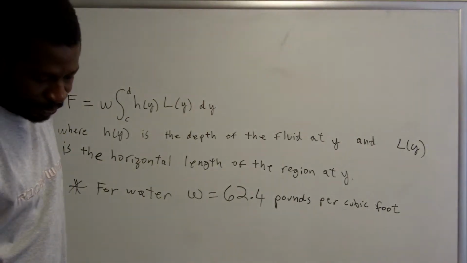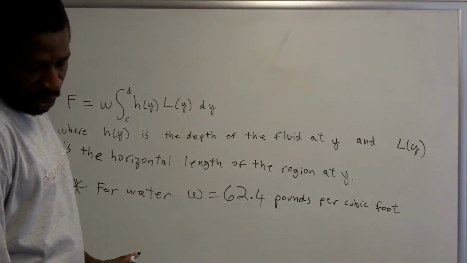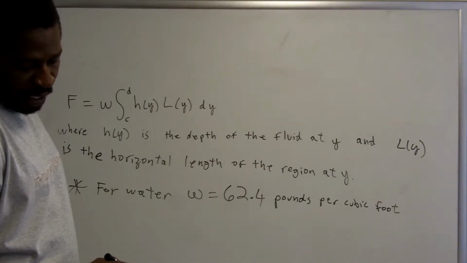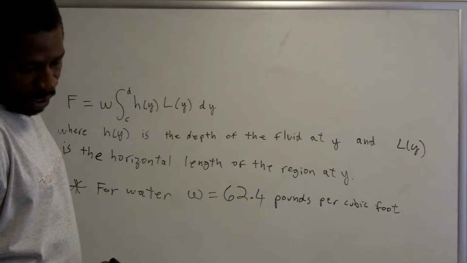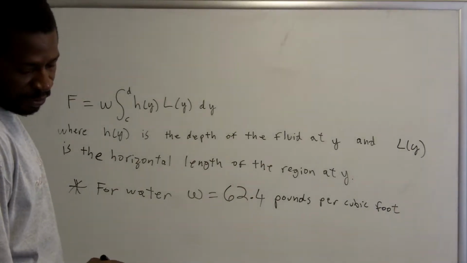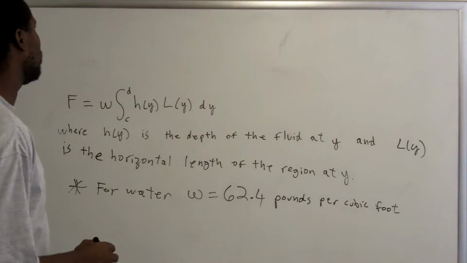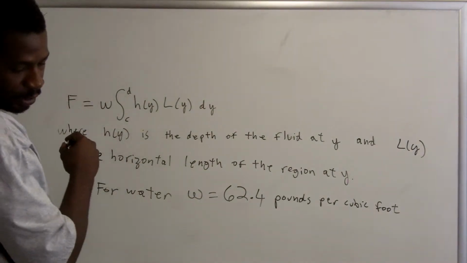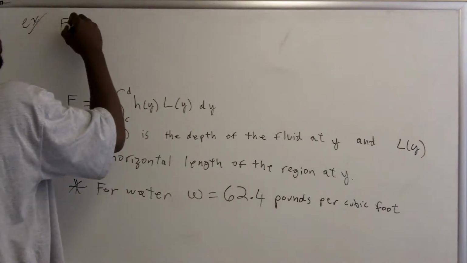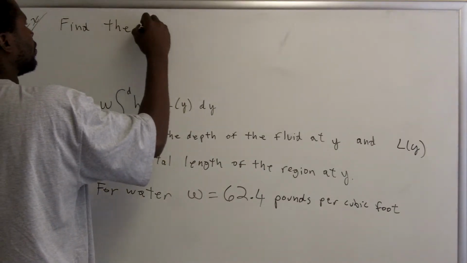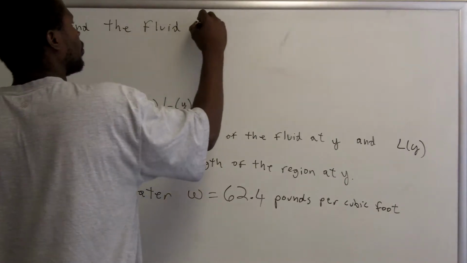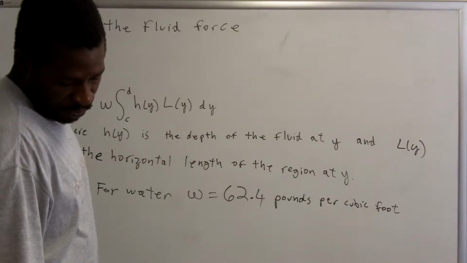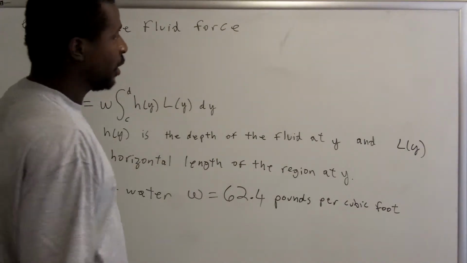In this example, we're going to find the fluid force exerted on the vertical side of a tank. The dimensions are given in feet, and the tank is going to be full of water. So what we're doing is finding the fluid force on the vertical side of a tank.